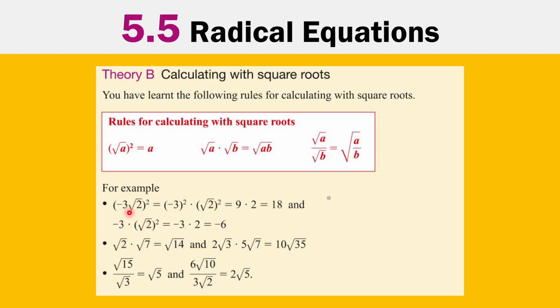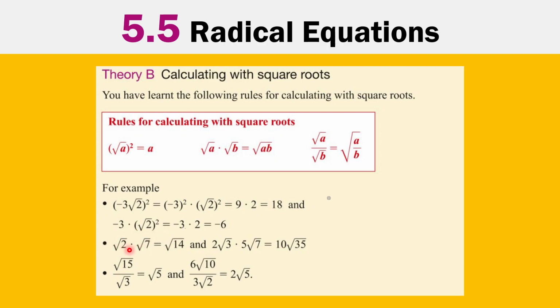Minus 3 root 2 squared. Remember, here both things get squared. So here minus 3 is being squared and root 2 is being squared. Minus 3 times minus 3 is 9. Root 2 squared, the root and the square disappear. It's 2. And 9 times 2 is 18. Well, if my minus 3 was outside of the brackets, of course, it was not going to be multiplied by itself. The square is not going to be applied to the minus 3.